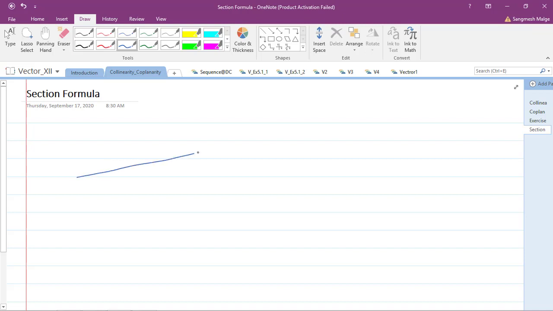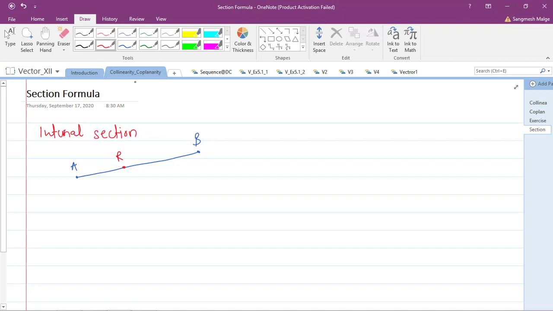Suppose this is the point A, and suppose this is the point B, and suppose we have some other point in between A and B and on the same segment AB. Suppose this is the point R. Then in this case, this point R is dividing this segment AB, and as R lies in between A and B, we say it is the internal section.